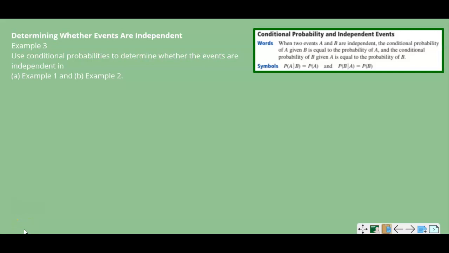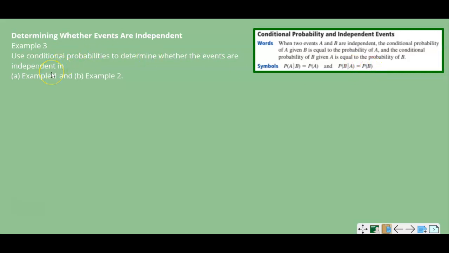Example 3, determining whether events are independent. Use conditional probabilities to determine whether the events are independent in example 1 and example 2. Remember conditional probabilities of independent events. When two events A and B are independent, the conditional probability of A given B is equal to the probability of A, and the conditional probability of B given A is equal to the probability of B.